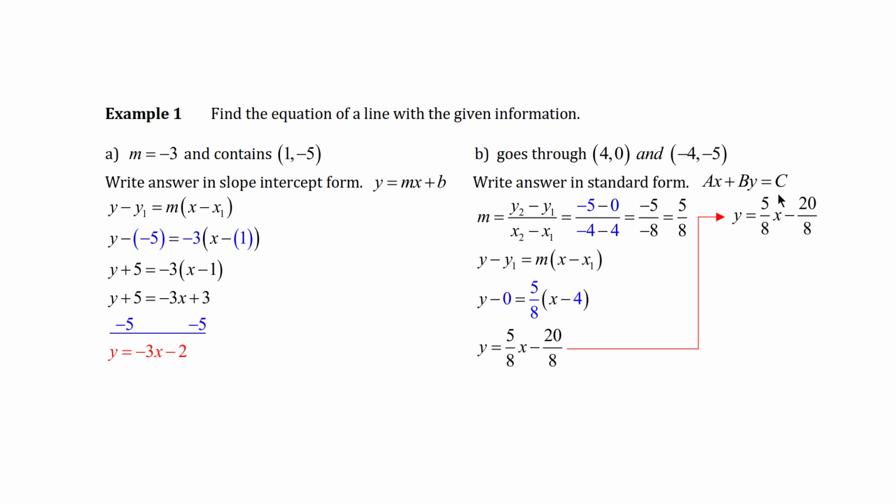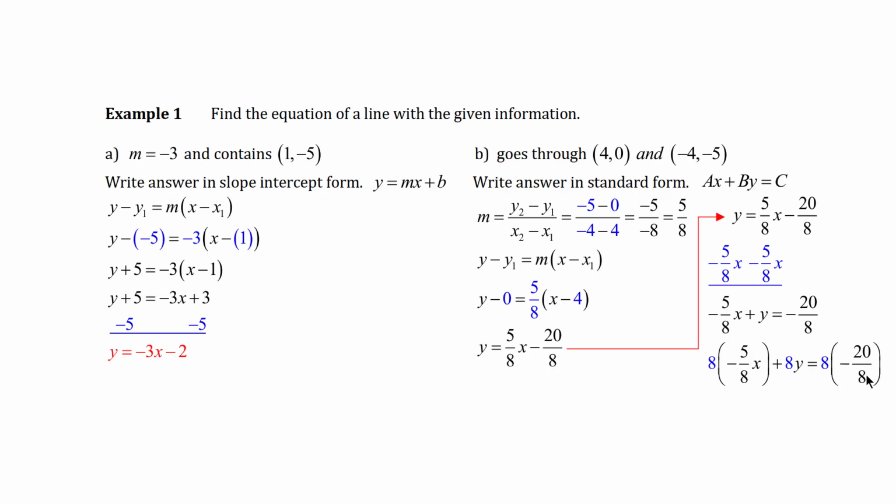First, I'm going to move the 5 over 8x to the left-hand side by subtracting 5 over 8x from both sides of the equation. After doing the subtraction, we get negative 5 over 8x plus y equals negative 20 over 8. The next step is to get rid of the fractions. We do this by multiplying all of the terms here by the LCD, which is 8. Doing the multiplication, we get 8 times negative 5 over 8x plus 8 times y equals 8 times negative 20 over 8.